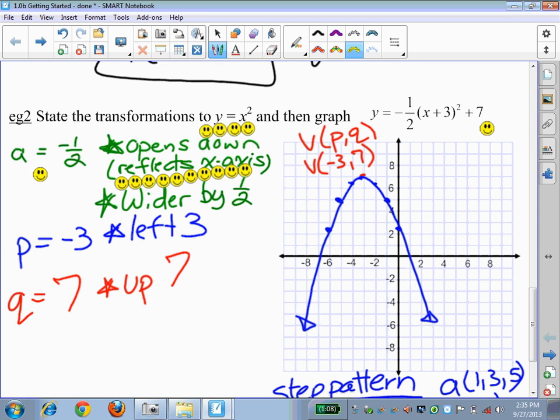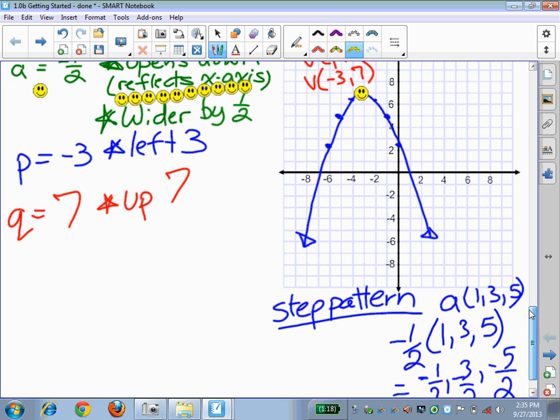Looking at the expression, P is negative 3, that means you go left 3, and Q is 7, which means you go up 7. That describes the transformation. So again, to describe the transformations, identify what A, P, and Q are, and tell me what each of those represents in terms of a transformation. Then to graph it, ladies and gentlemen, we start with our vertex, which is negative 3 and 7, so we plot that point right here, and then we're going to develop the step patterning for this.